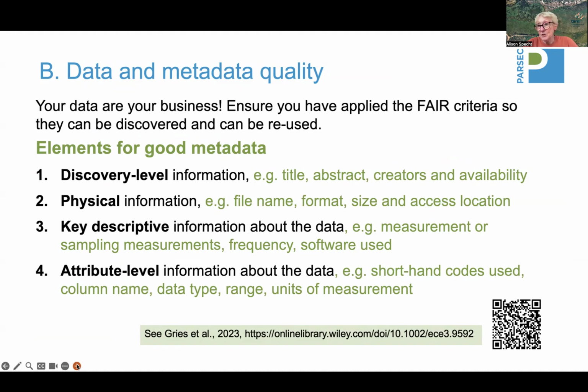attribute level information about the data is often missing. People often use shorthand codes, no good. What are these shorthand codes? We want to know what the column name is. What's the data type, as mentioned? Is it a species list? Is it molecules of titanium? What is it? What is the range?